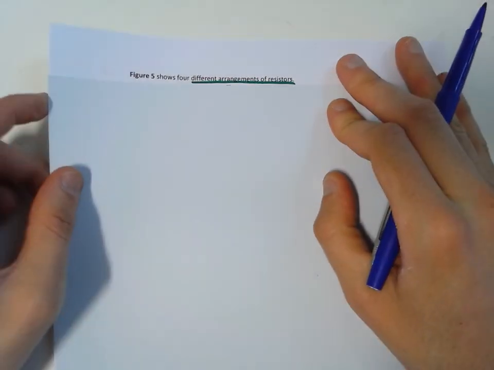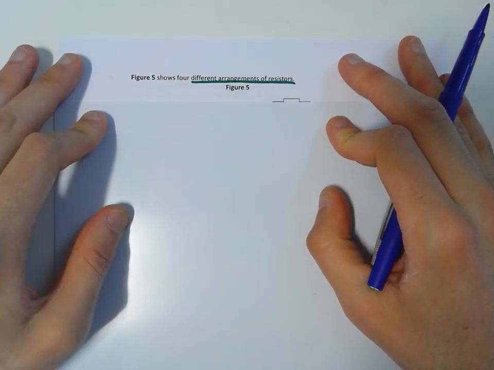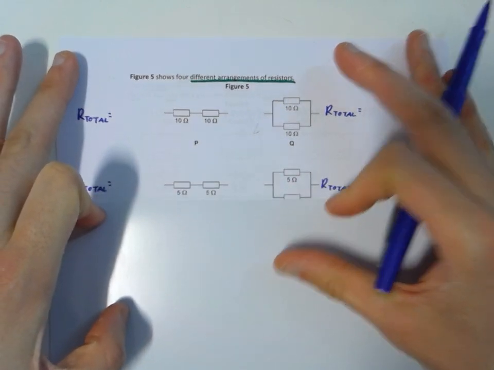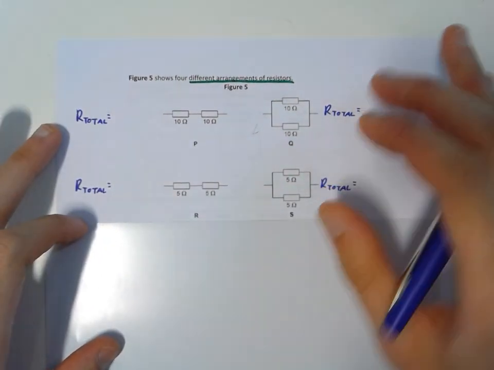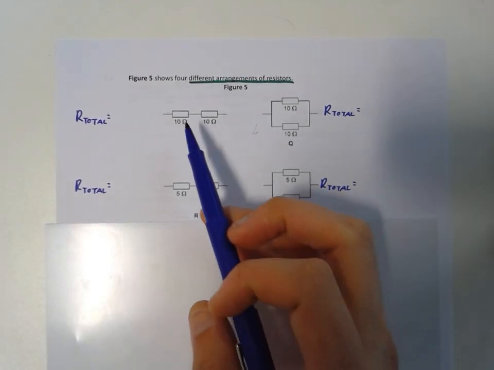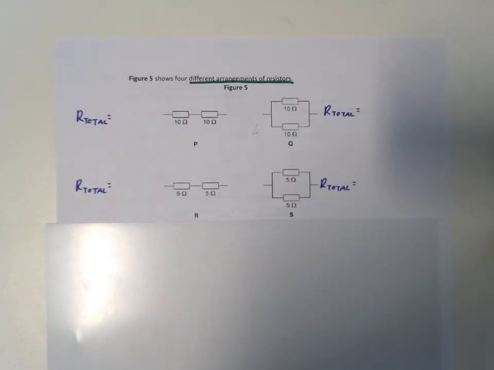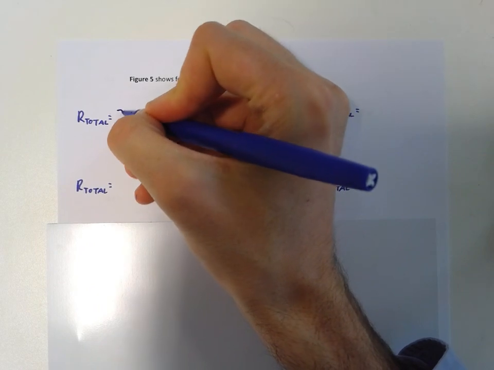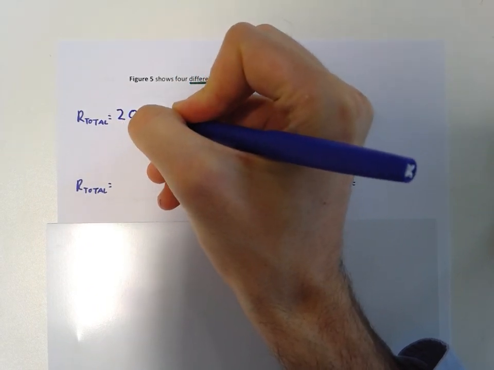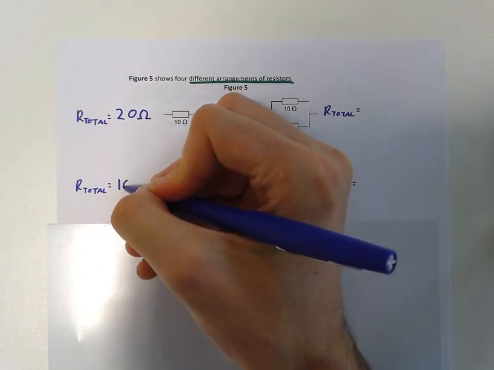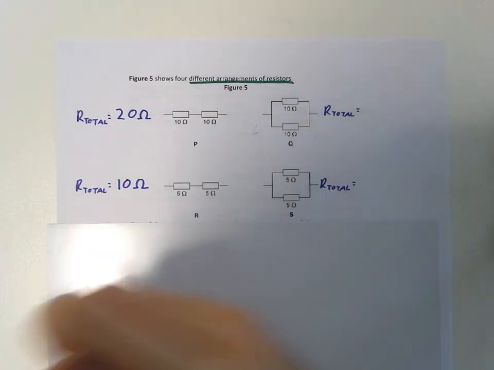Okay, next question. Figure 5 shows 4 different arrangements of resistors. Here they are. Now, before I go any further, I'm just going to calculate a total resistance in each of these. These resistors are in series with each other. That means to calculate a total resistance, we simply add the two together. So this would be 10 plus 10, which is 20 ohms. Very simple here as well. 5 plus 5, 10 ohms.